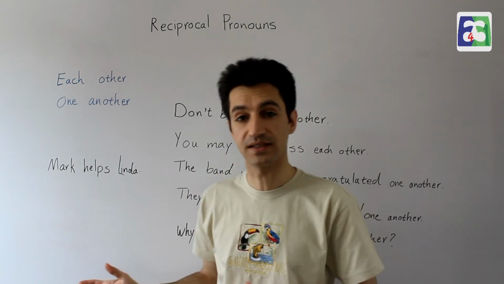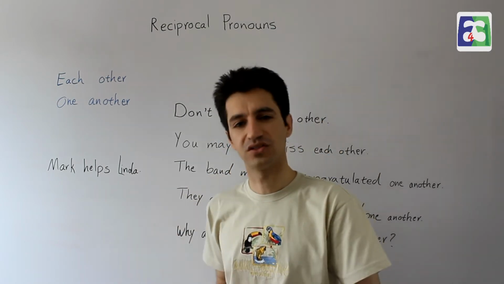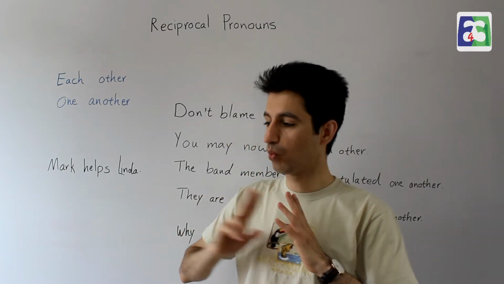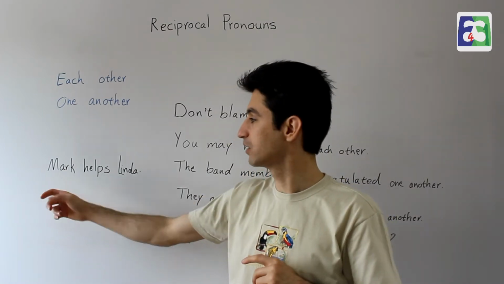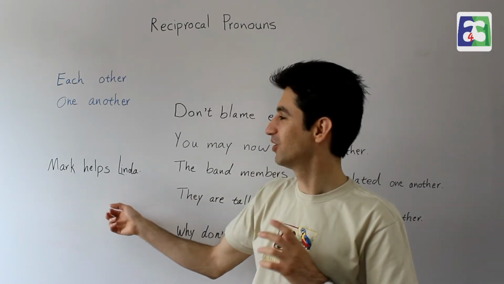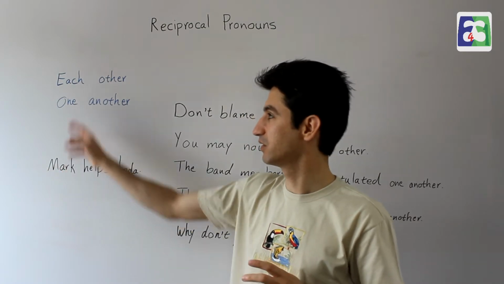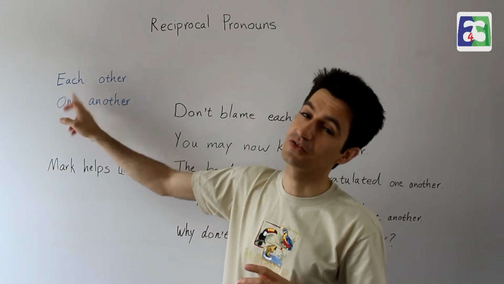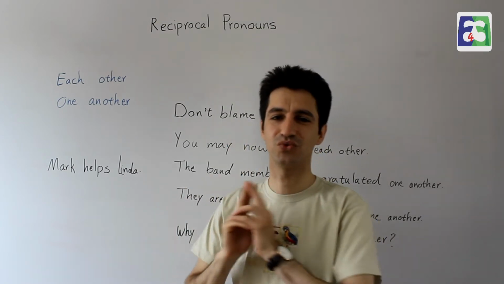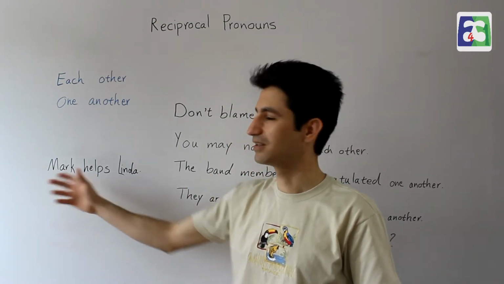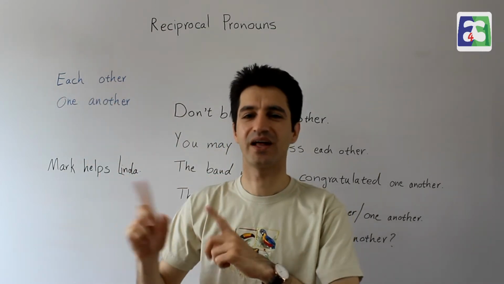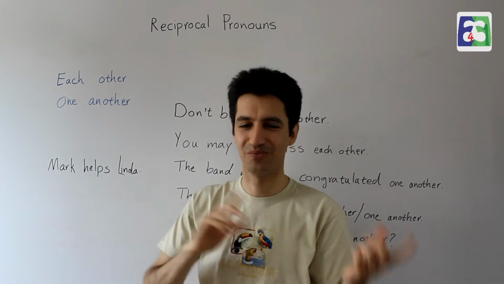Okay? In this case, the doers of the action are the receivers of the action as well. This is not one way. This is one way: Mark helps Linda. This is one direction, one way. But if I use the reciprocal pronouns, then I am showing that this is two-sided. Okay, Mark and Linda help each other means he helps her, she helps him, both.